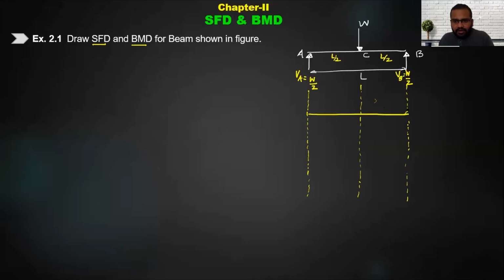Let's say here I will draw the SFD diagram and here I will draw the bending moment variation. Only the x-axis I have drawn, the vertical axis we have to draw. So now let us calculate. First of all, we should have some values, then only we will be able to plot them on the graph.